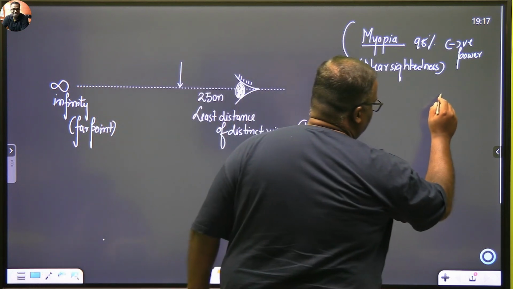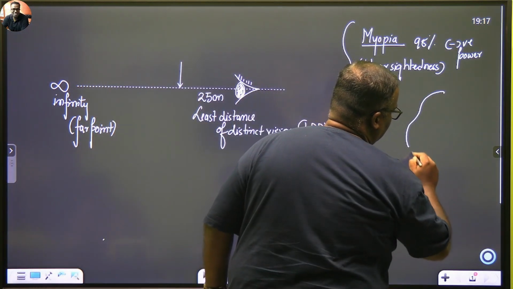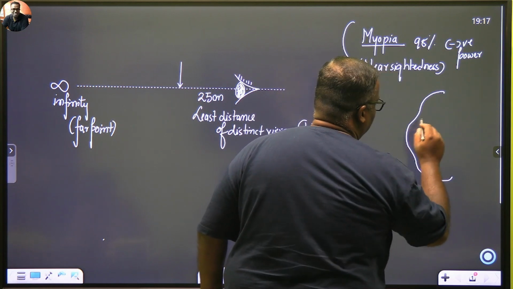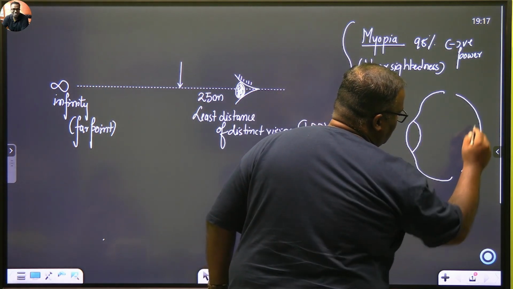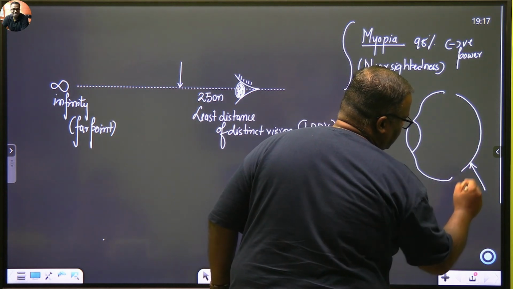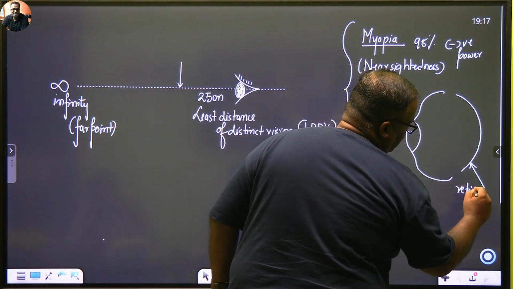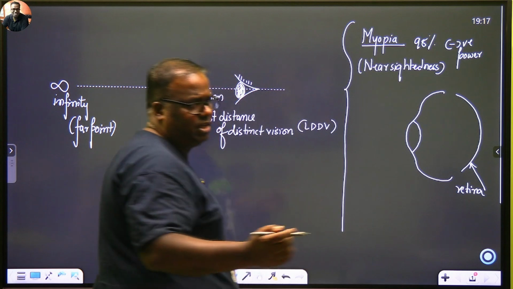Let's see. So this is your eye. Okay. This is the eye. And let's say this is your eye lens. In a normal case, this portion is known as the retina. The retina is like the film of a camera. The human eye just behaves like a camera.